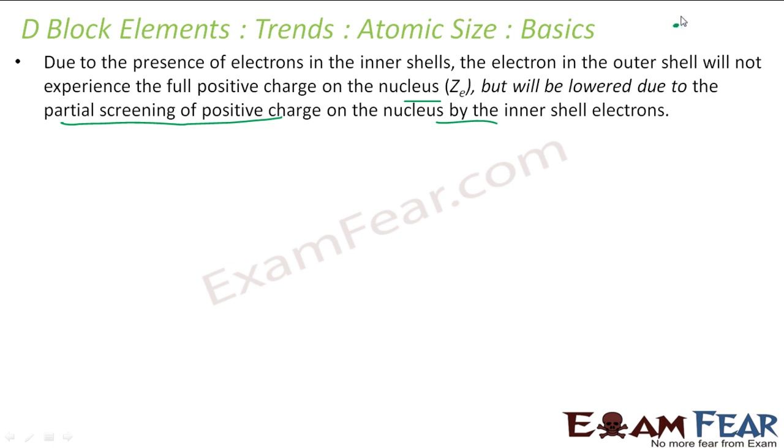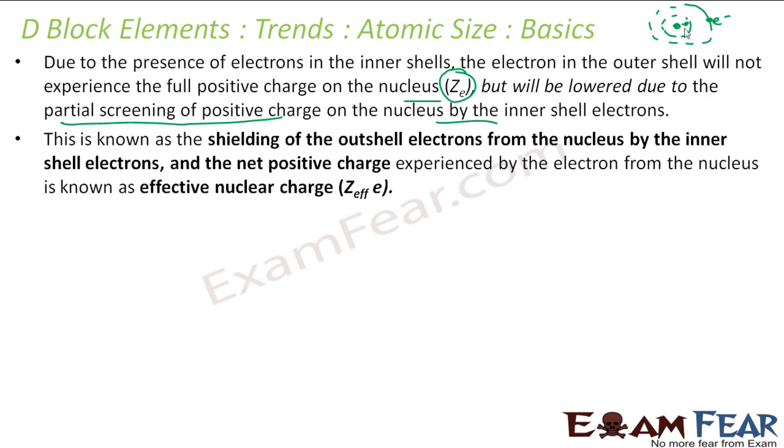For example, this is my nucleus and here we have different shells, right? This electron will not experience the full positive charge from this nucleus. This charge will be screened by these shells, so it will have some Z effective. Z is the full nuclear charge; what it will experience is the Z effective. This is called the shielding effect, and we'll talk about the shielding effect of s, p, and d orbitals.